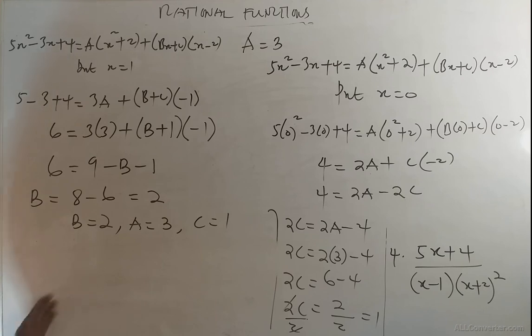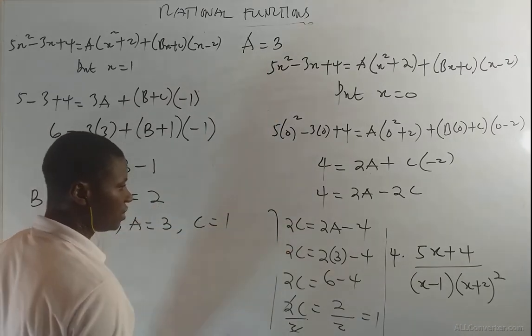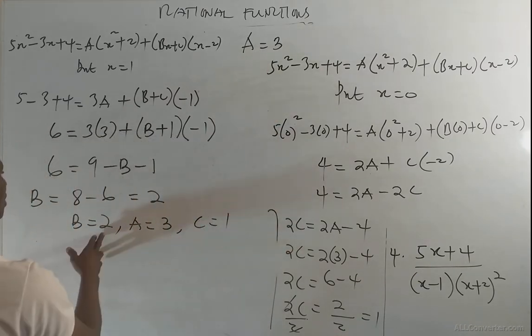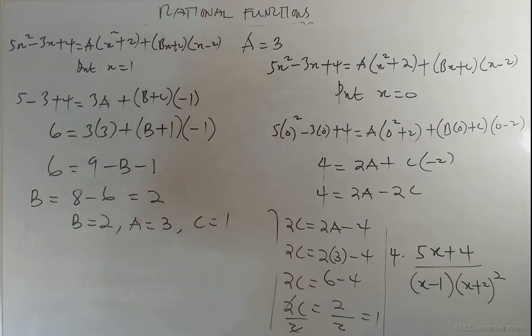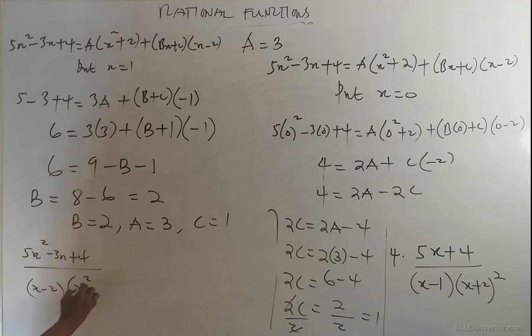So if you remember, when we go back to the expression, now we can see that A equals 3, C equals 1, and now B is equal to 2. So we have all. Now take note that we now have all the variables. So we can take it back to the equation. And whatever we have is what we call the denominator with a quadratic factor. So don't forget that it was 5x squared minus 3x plus 4 over x minus 2, then x squared plus 2.